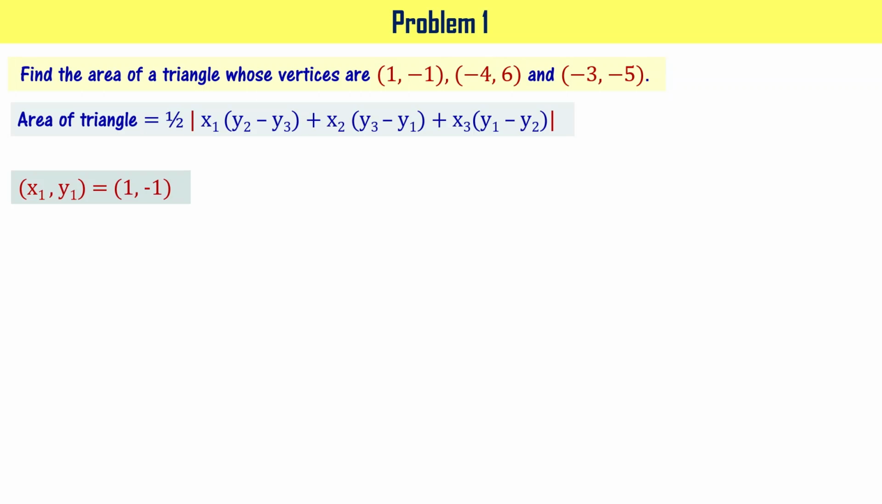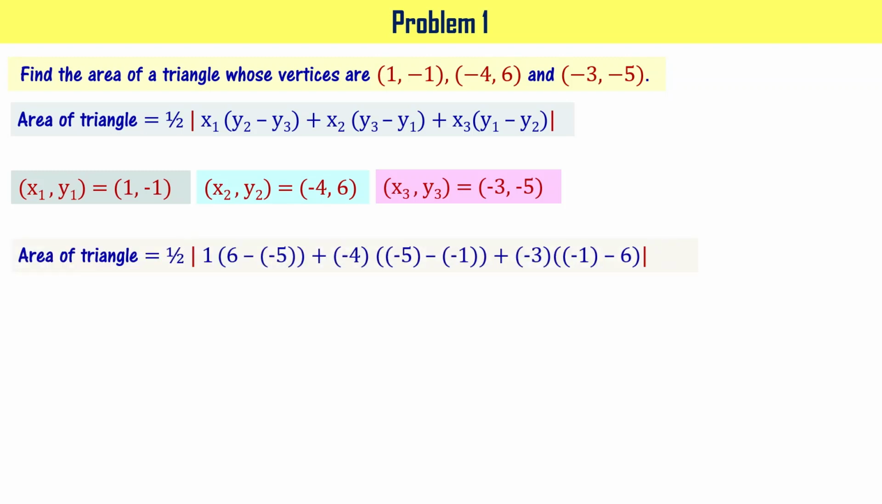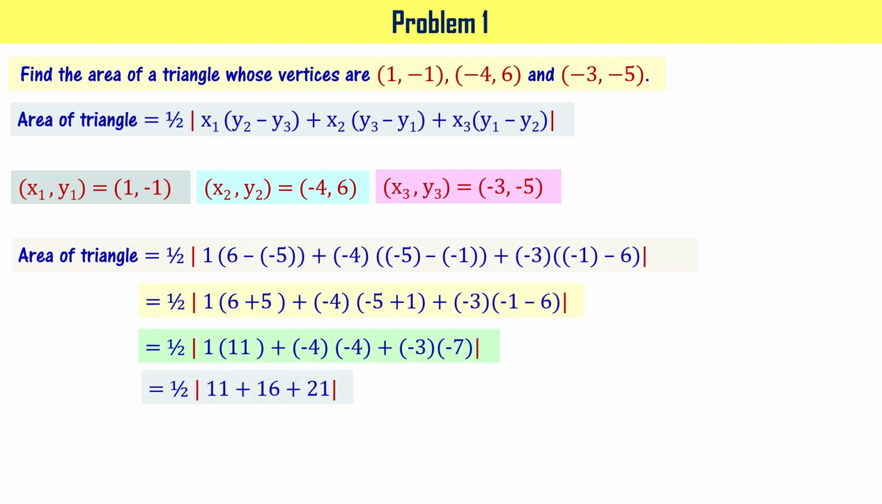Let me now assume that x1 comma y1 equal to 1 comma minus 1, x2 comma y2 is minus 4 comma 6, and x3 comma y3 equal to minus 3 comma minus 5. Let us now substitute these into the formula of area of triangle. So when I substitute and simplify, what I get is area of triangle equal to 24 square units. Please follow the simplification.